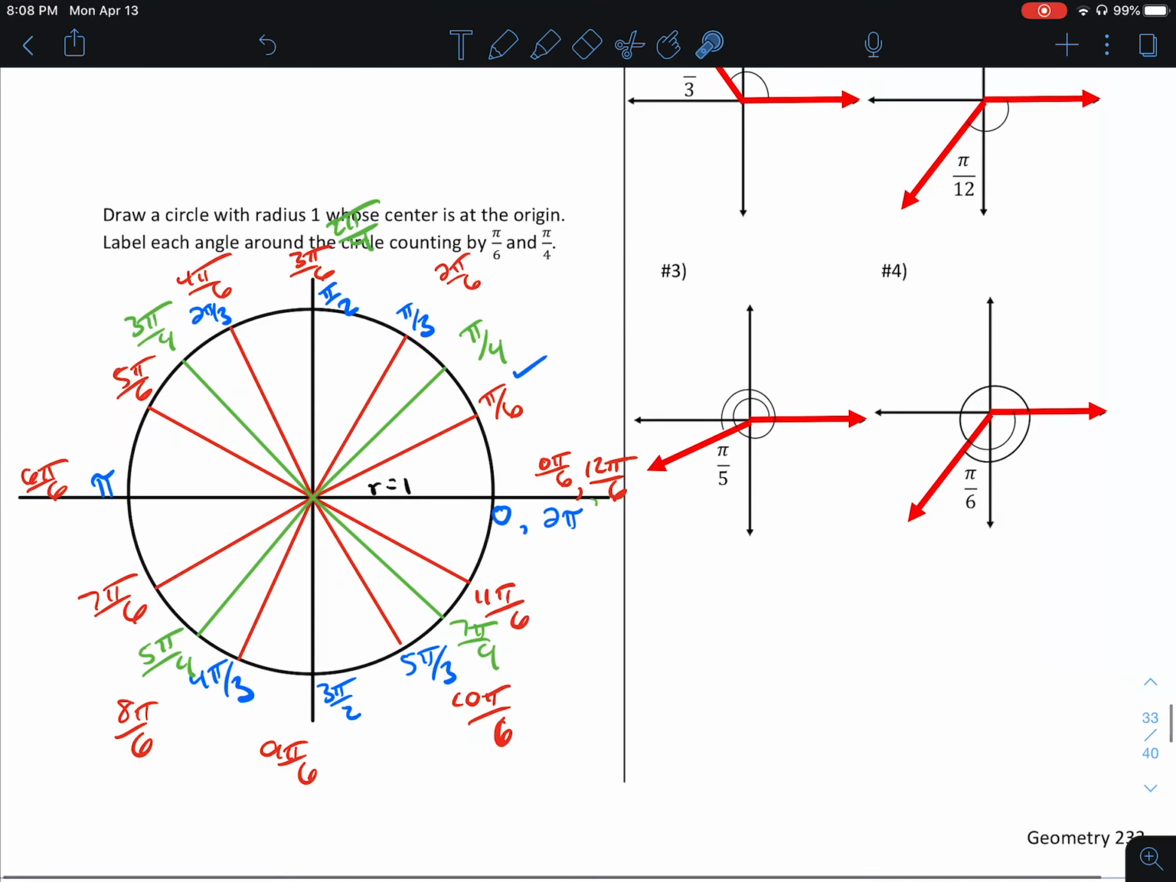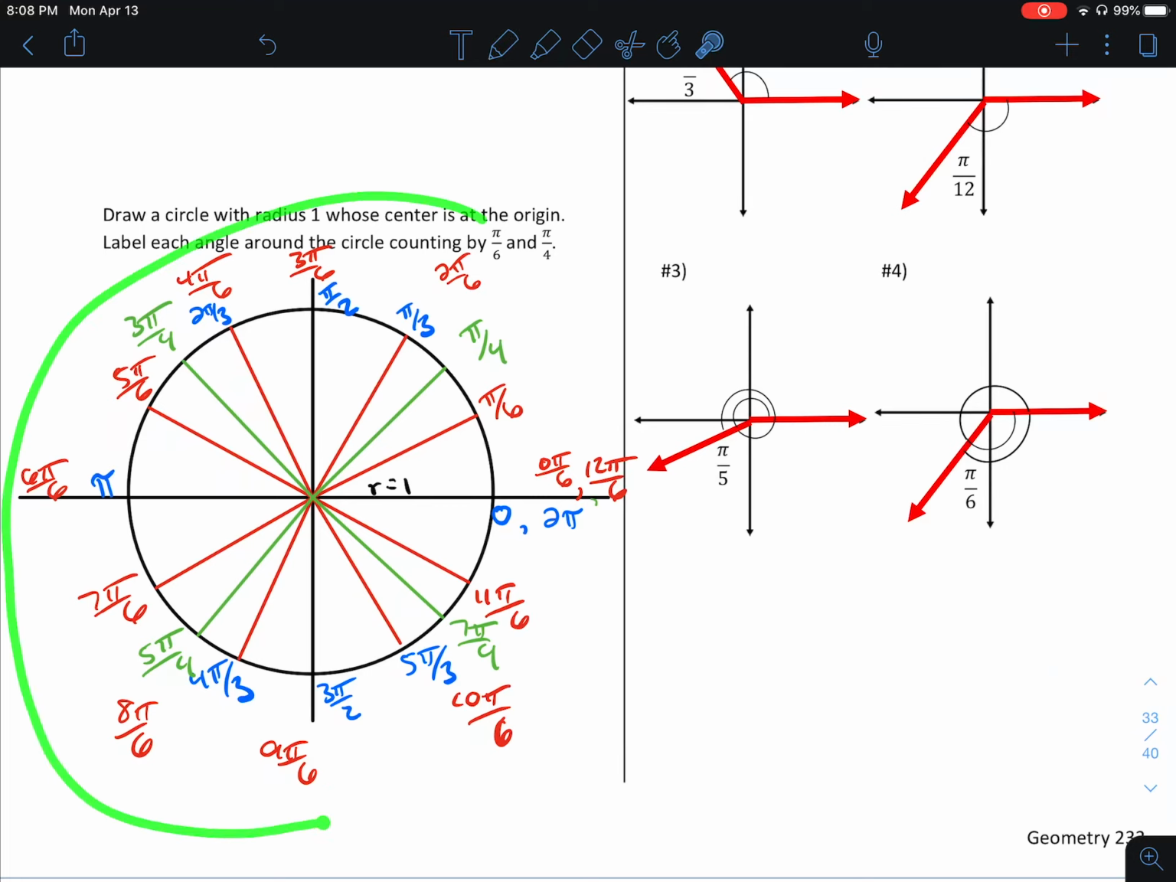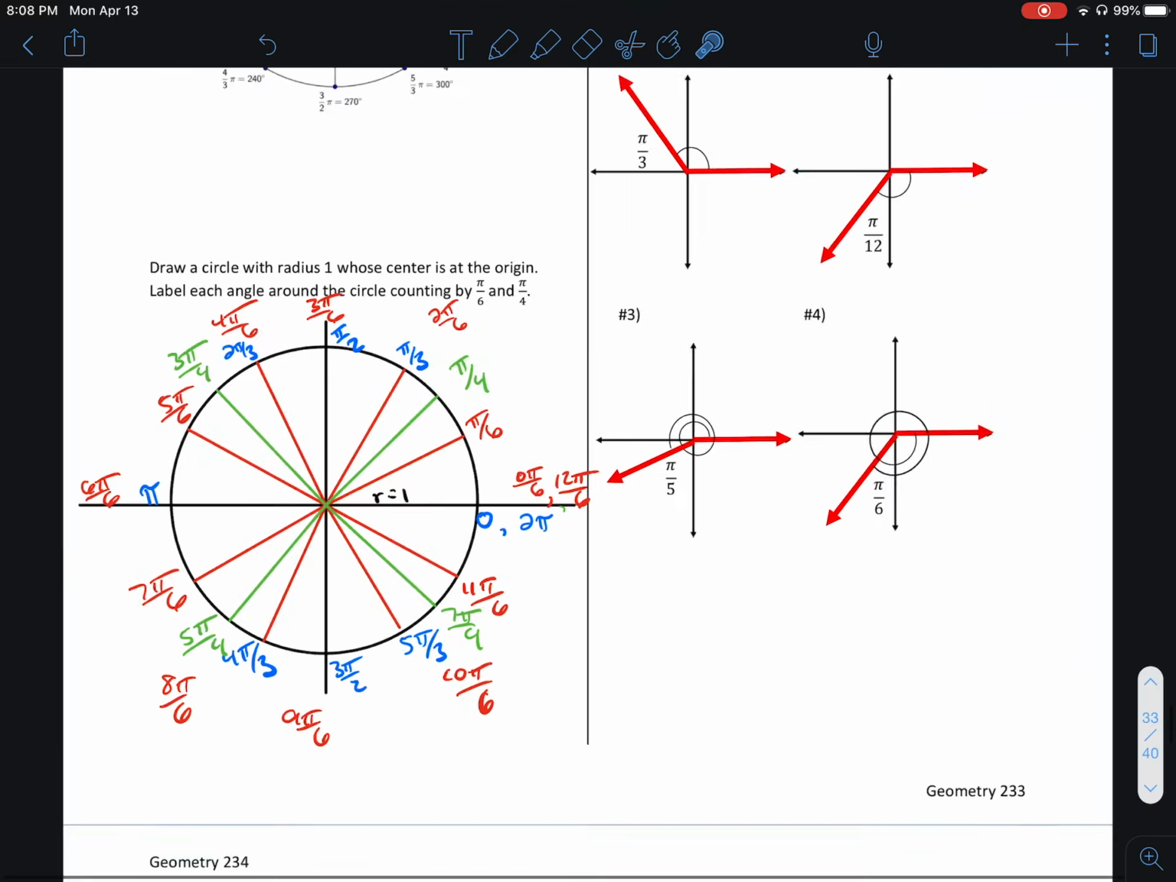Now you might be wondering, what is our infatuation with 30 degrees and 45 degrees? Our infatuation is special right triangles, 30, 60, 90, and 45, 45, 90. That is the key to all of this, and that will not go away. Expect a pop quiz tomorrow over this, where I ask you to draw a unit circle, counting by pi over 6 and pi over 4, and you draw all this and you reduce these fractions.